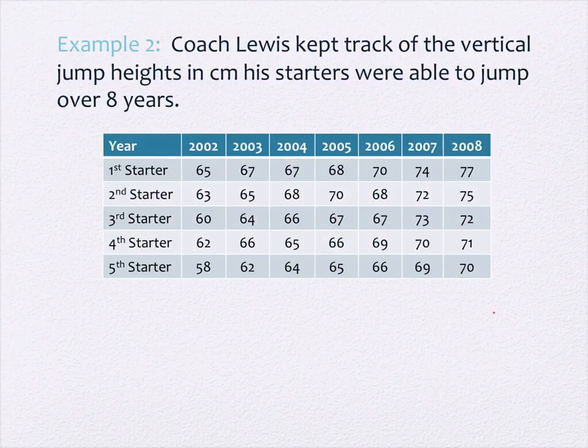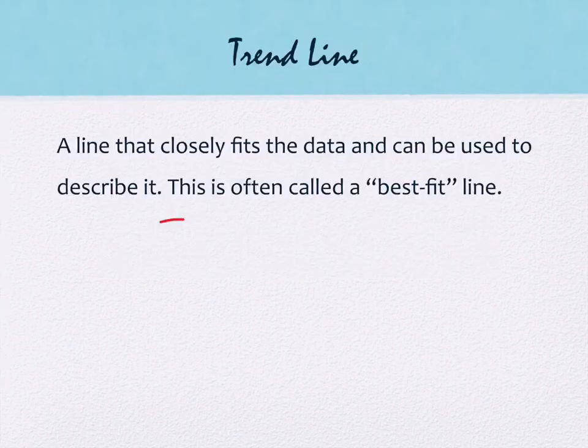All right, so here's my data set. It's a big data set. This is Coach Lewis, and he kept track of the vertical jump heights in centimeters of his starters over 8 years, okay? Goes from the year 2002 to the year 2008, and he's got his 5 starters. It's got to be basketball, right? That makes sense, okay?